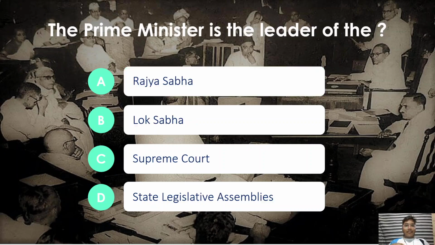Now the next question is: the Prime Minister is the leader of option A Rajya Sabha, option B Lok Sabha, option C Supreme Court, and option D State Legislative Assemblies. My friends, the answer is option B, Lok Sabha.